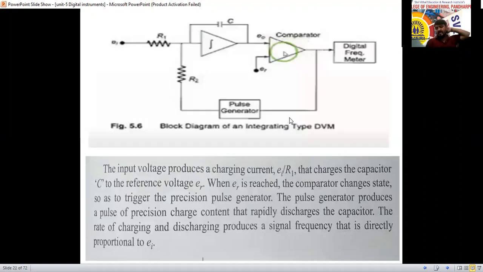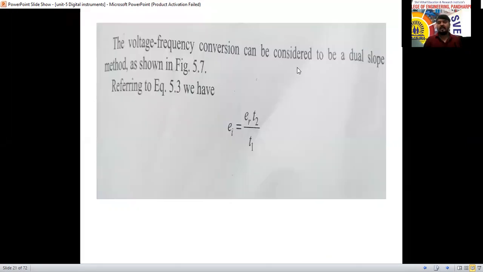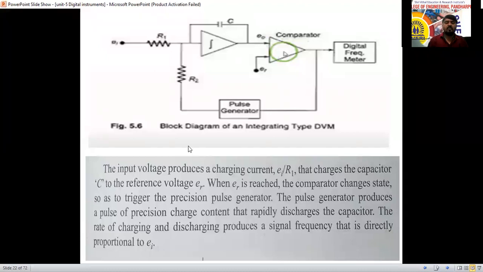Before that, we will discuss this diagram here. See, this is the block diagram actually. This one is the circuit diagram. What we have considered here now: the input voltage produces a charging current. Here we have considered EI. EI we have given here, and here R1 is there. So what is the current flowing through this one? We can write the formula. Here this is the voltage, EI is there, here R1 is there.